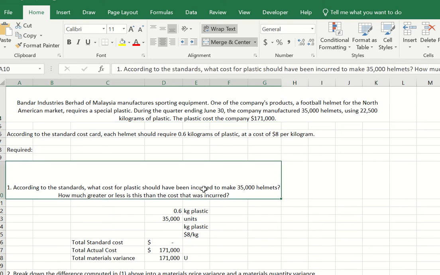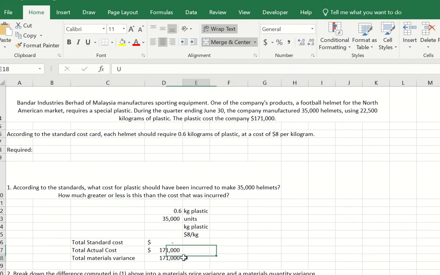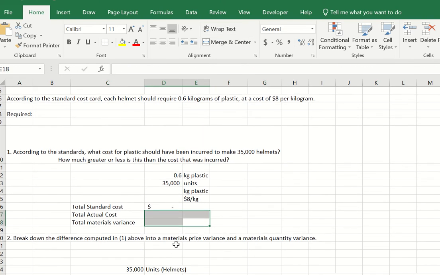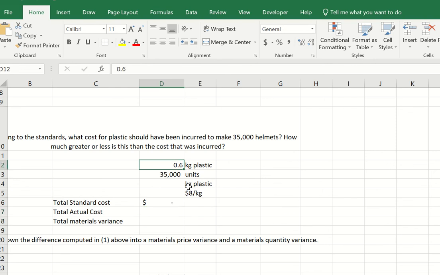What should have been incurred, how much plastic cost should have been incurred? So these are not numbers that we're looking at yet. Every single helmet requires 0.6 kilograms of plastic. And so how much plastic am I really going to need based on my standards? Standards say I should be using 21,000 kilograms of plastic, and each kilogram at the standard price would be $8 per kilogram. When I multiply 21,000 by $8 per kilogram, I get the standard cost. So that's what I think I should be spending to make these 35,000 helmets.